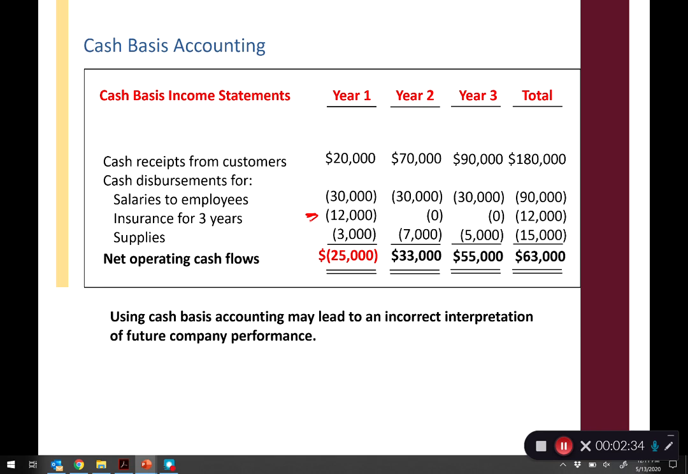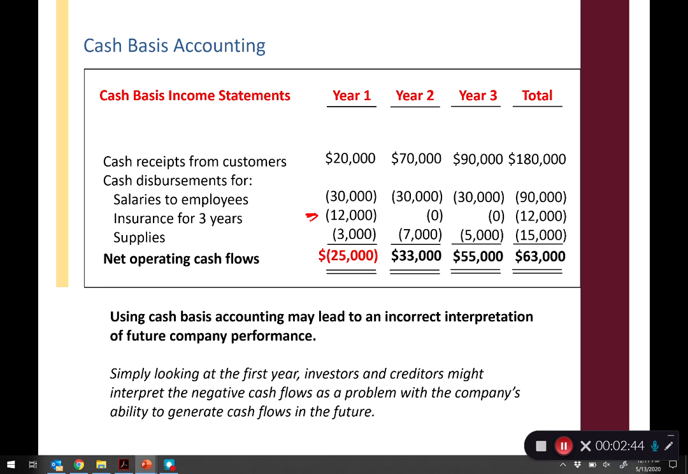So using cash basis accounting may lead to an incorrect interpretation of the company's future performance. In year 1, we may believe that this company has no future because they're losing a significant amount of money. So looking at the first year, investors and creditors might interpret those negative cash flows as a problem with the company, when in fact it's just a problem with timing. The customers are not paying us right away, and that gets taken care of in subsequent years, but we wouldn't know that if we were just looking at 1 year.